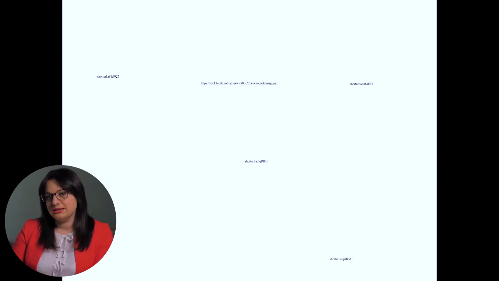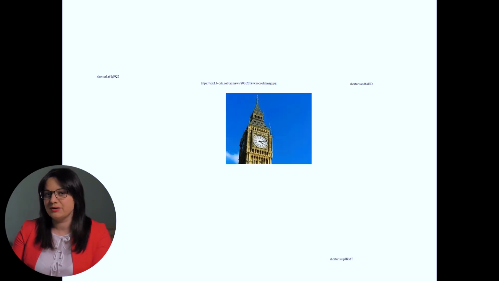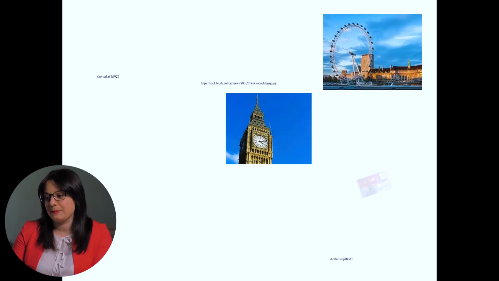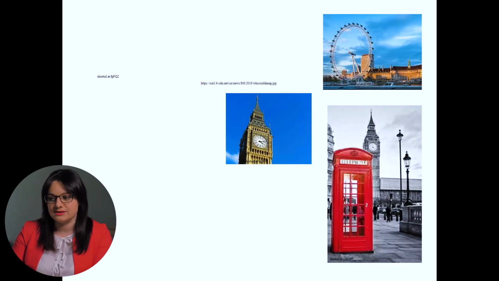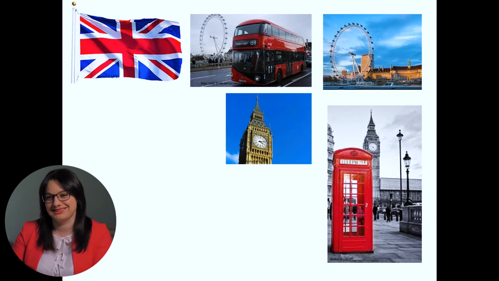So, look attentively at these pictures. Do you recognize them? So, this is Big Ben, London Eye, telephone box, London buses, which are also called the double-deckers, and this is the UK flag.